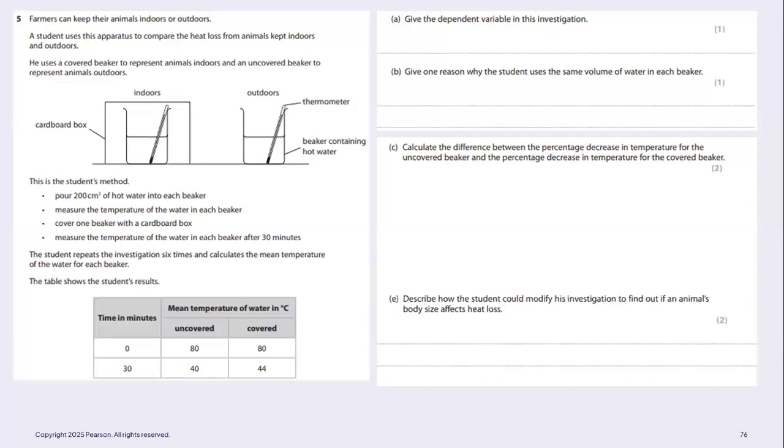And then the final part, describe how the student could modify his investigation to find out if an animal's body size affects heat loss. 2 marks. Fairly straightforward. What would you change to look at? But again, it's applying knowledge to a new situation. It's not a core practical.